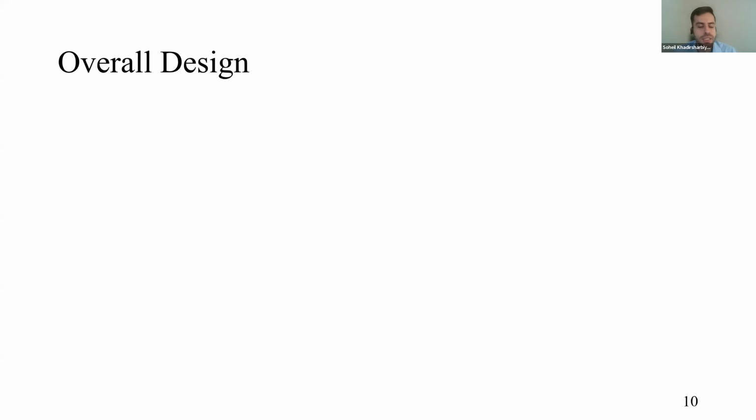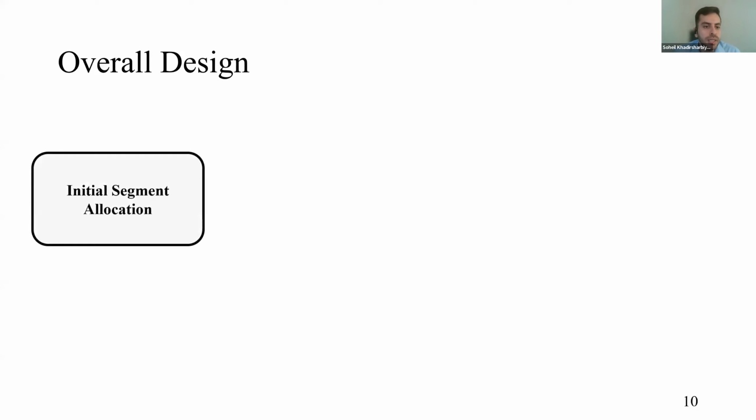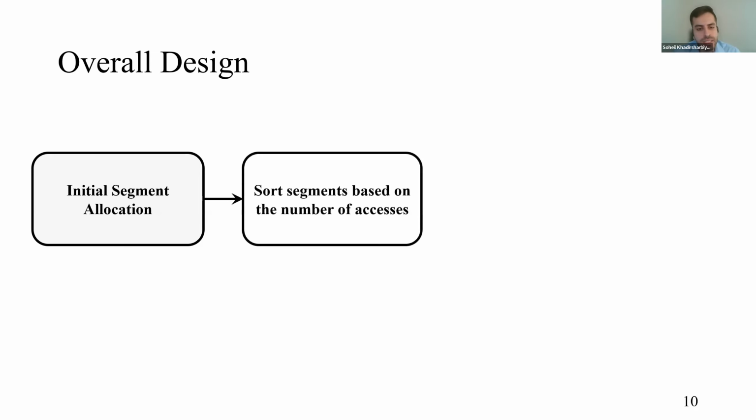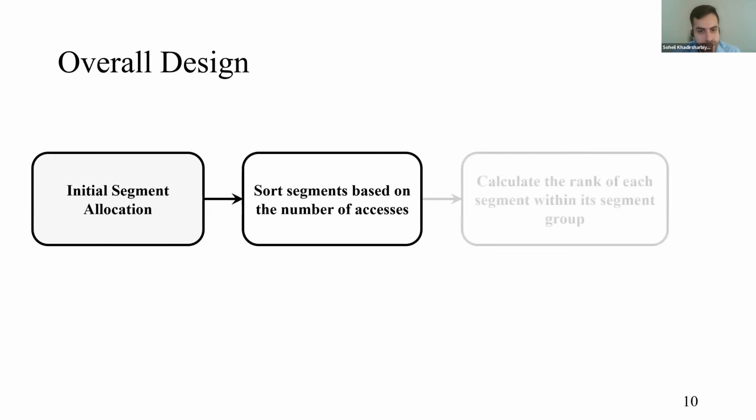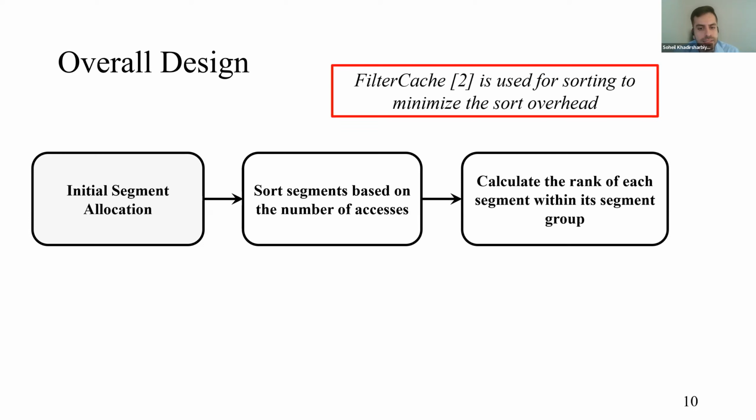So the overall design of our approach is like this. We start with the initial segment allocation. Segment allocation means how data is initially placed on the DRAM. We sort segments based on the number of accesses and rank them within each segment group. A filter cache is used for sorting, to minimize the sorting overhead.